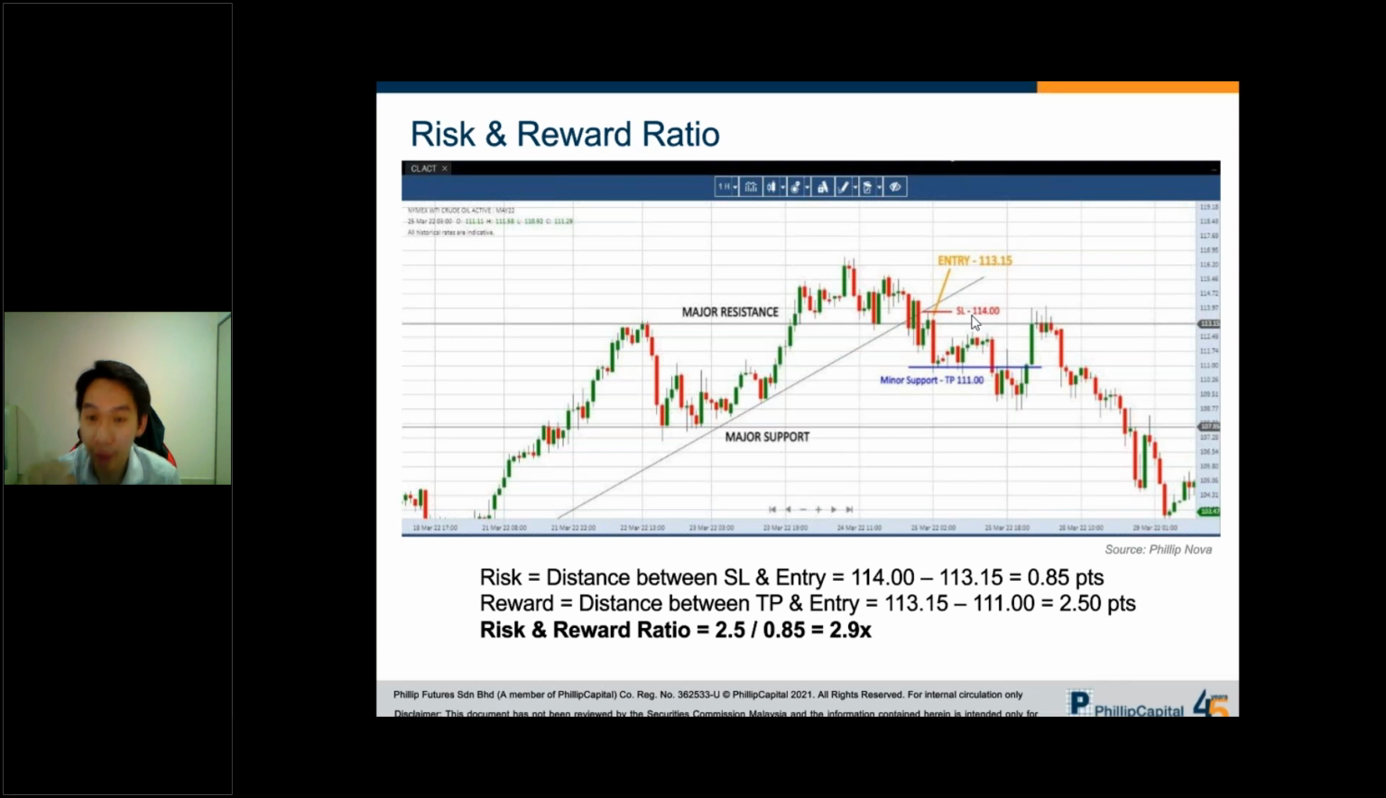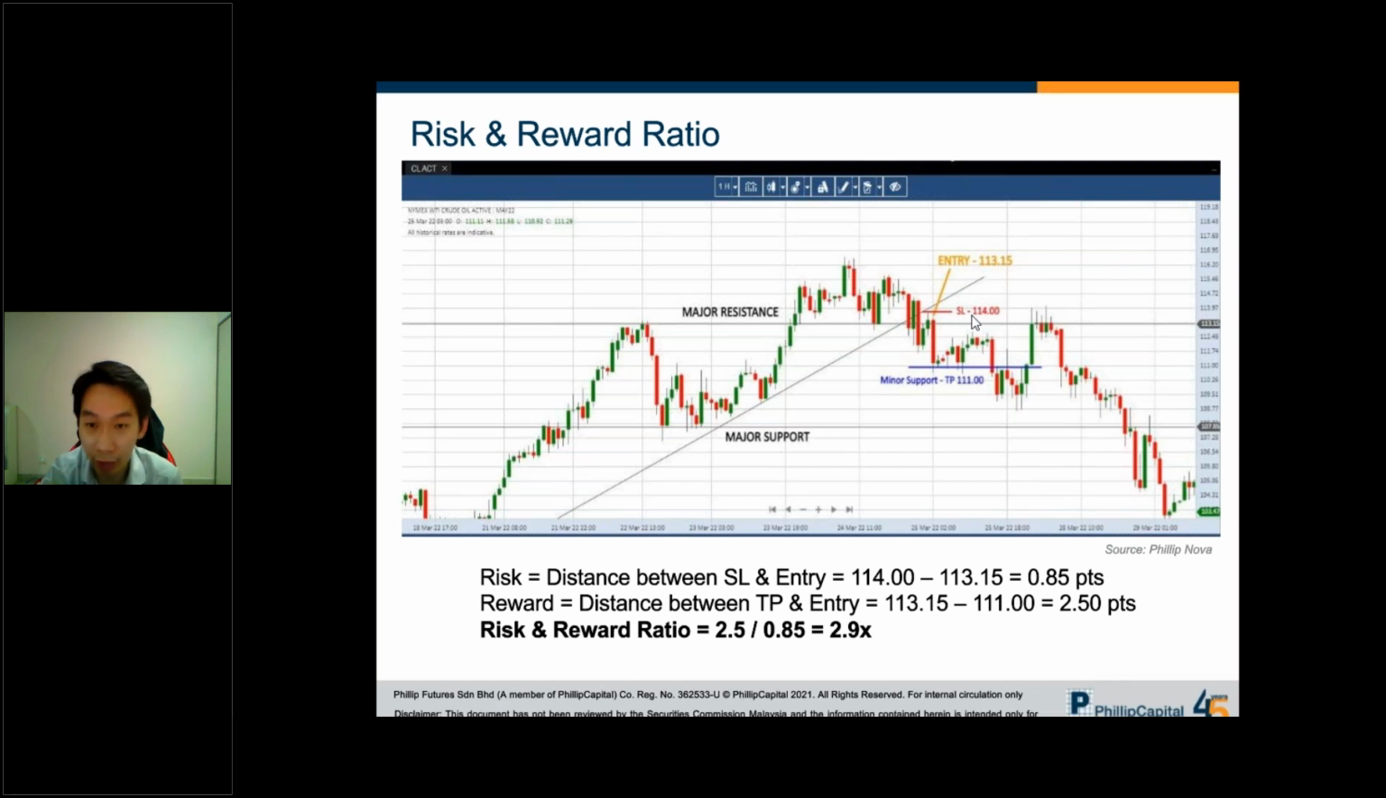Then we also just established that we have a minor support at 111.00. That's where our first take profit is. So that's our first trade. We assume we don't let it flow further, and we just close our position at 111. This is one example for this trade.